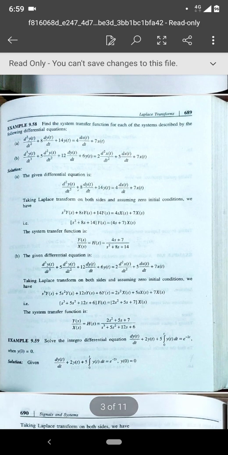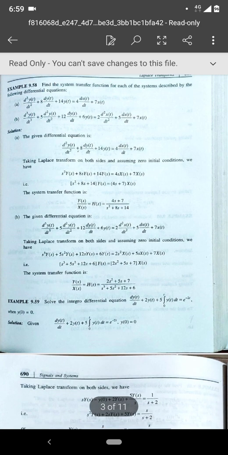Okay, and example 9.59 is to solve the integral differential equation. Why is it called an integral differential equation? Because you have differential terms as well as integral terms. There also initial values are not specified, but the initial value is 0.